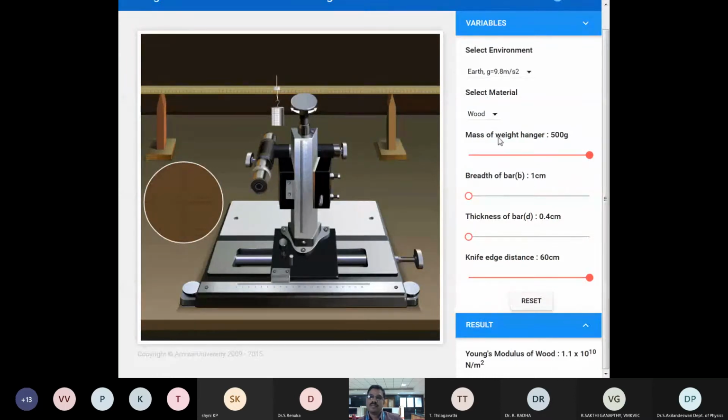So by fixing various parameters, there is a format here, we can find out the Young's modulus of the material. So it is 1.1 into 10 power 10 Newton per meter square. So if you have any doubt, please raise, madam, regarding this non-uniform bending experiment.